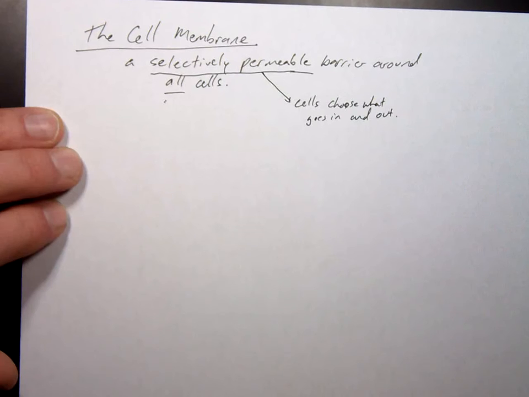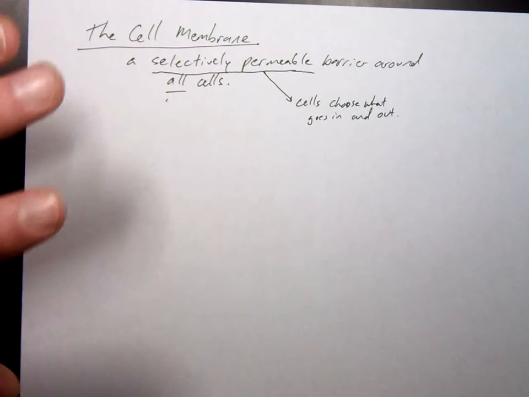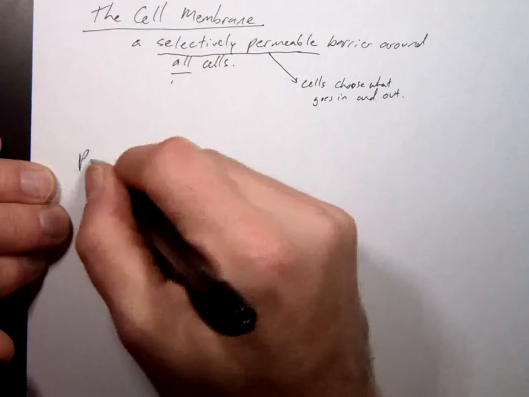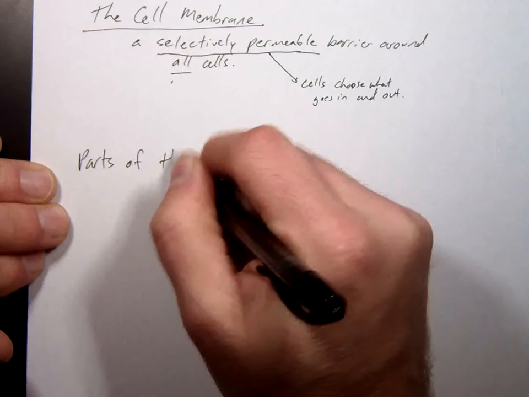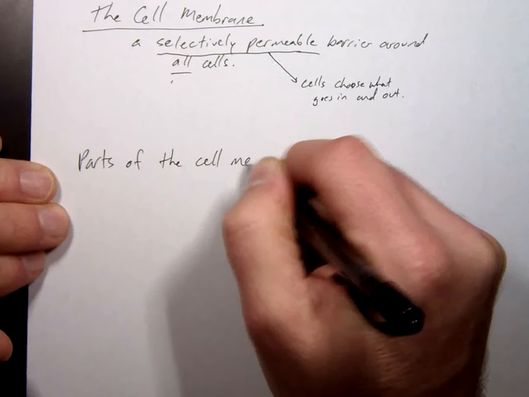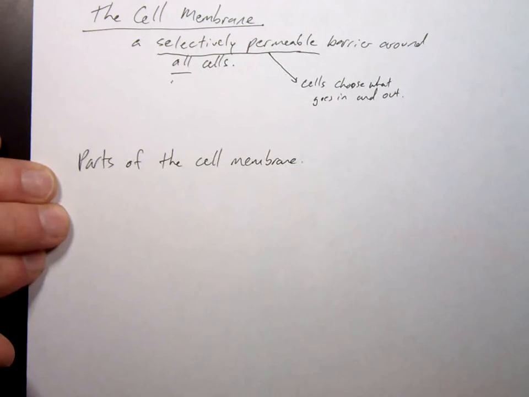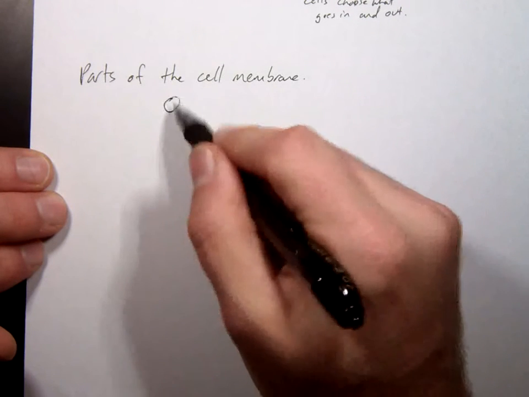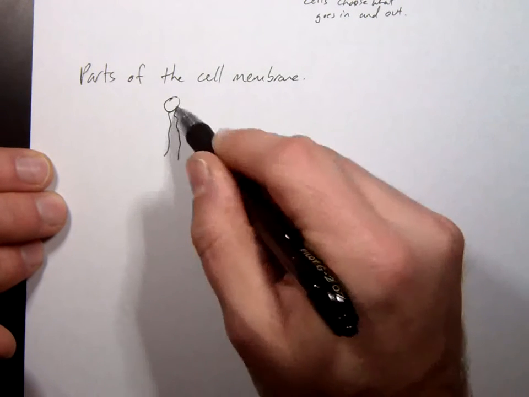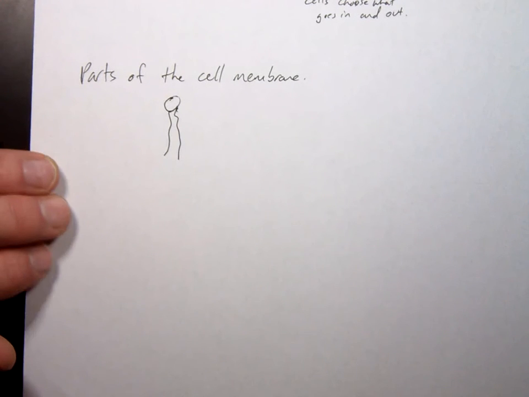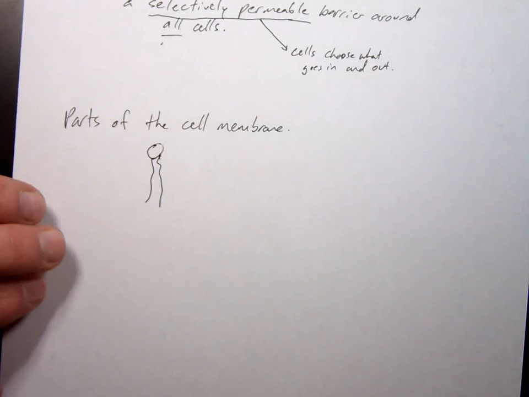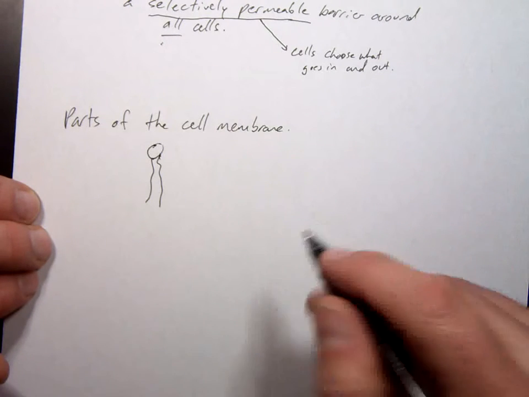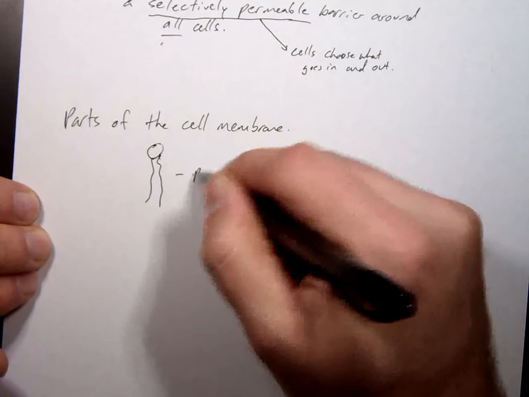Well, that's tricky. How could a cell choose? Well, we have to look at the barrier first to understand why. So let's look at the parts of the cell membrane. First part that's super duper important, makes up most of the cell membrane, is this crazy looking jellyfish here. This crazy looking jellyfish is called a phospholipid.